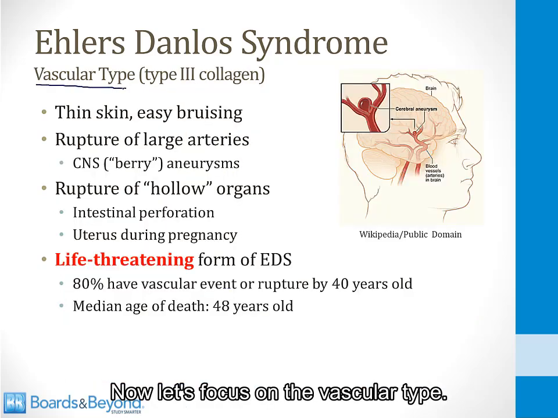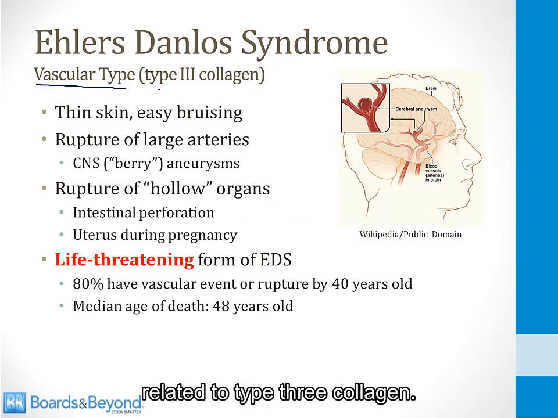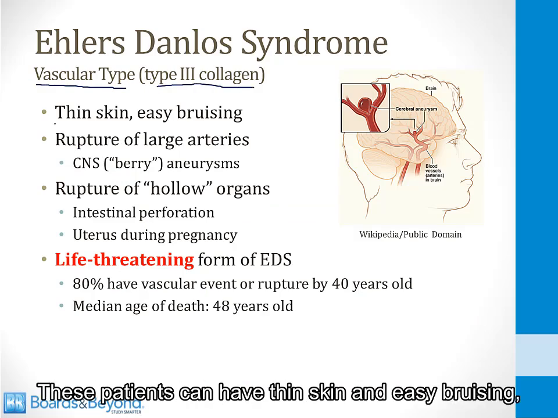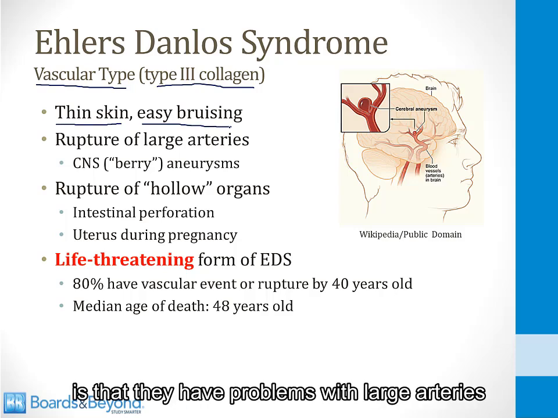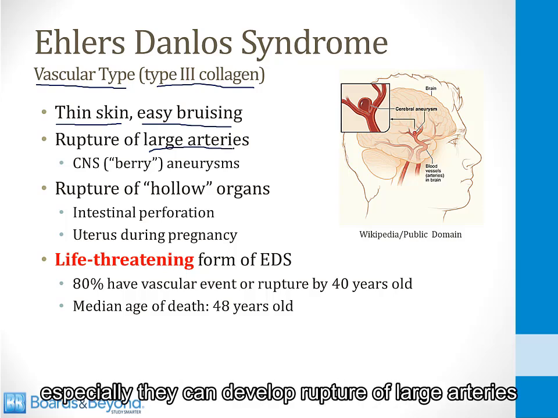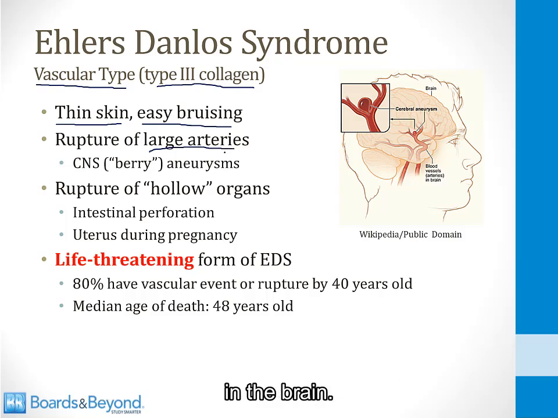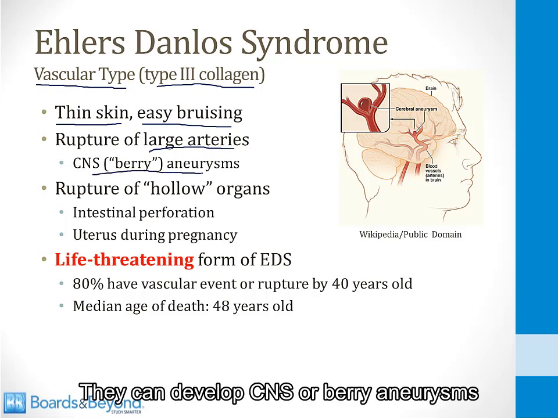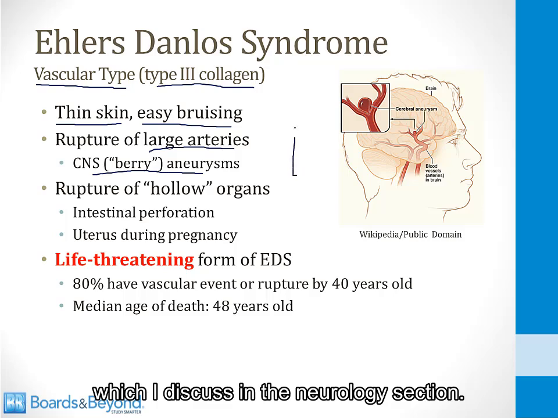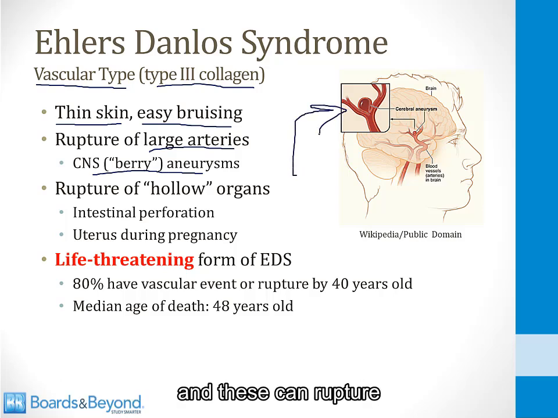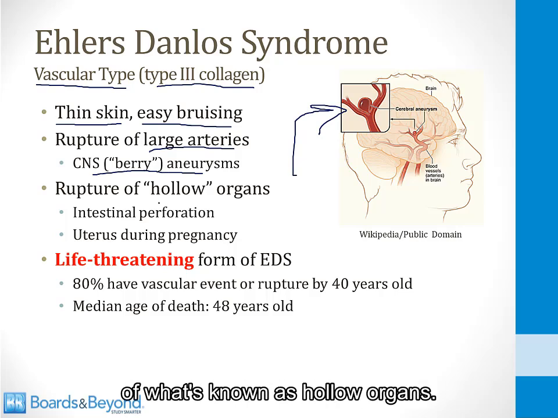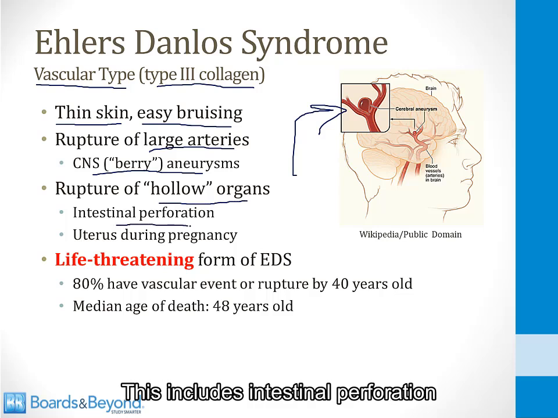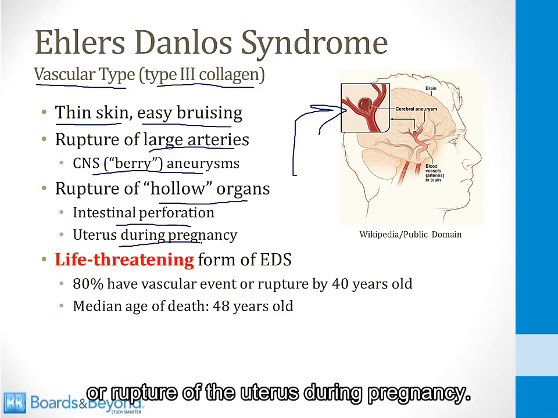Now let's focus on the vascular type. This is the type of Ehlers-Danlos syndrome related to type 3 collagen. These patients can have thin skin and easy bruising, and these symptoms are somewhat similar to the classic type. But what's unique about the vascular type is that they have problems with large arteries, especially they can develop rupture of large arteries in the brain. They can develop CNS or berry aneurysms, which I discuss in the neurology section. This is a picture of one shown on the screen here, and these can rupture and these can potentially be a cause of death. In addition, they can have rupture of what's known as hollow organs.